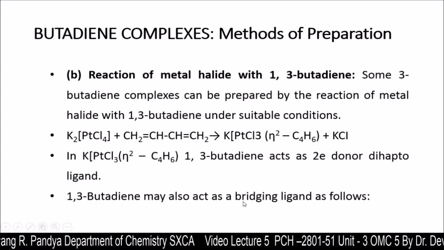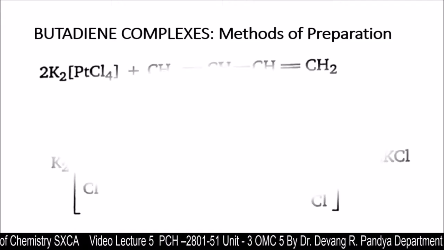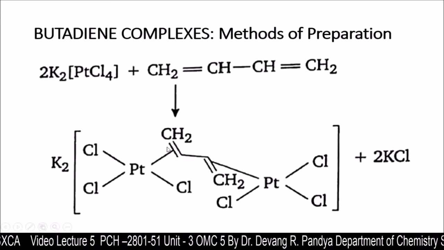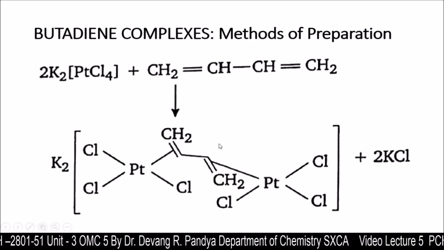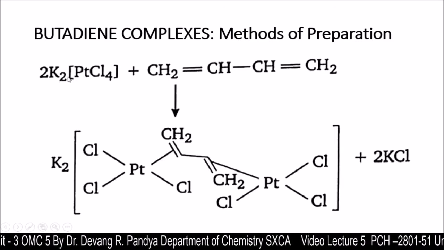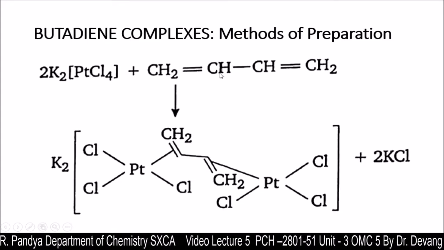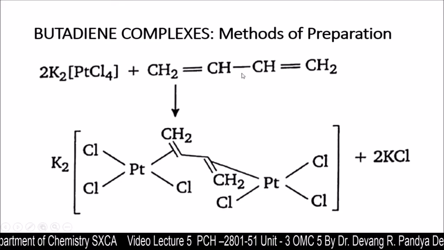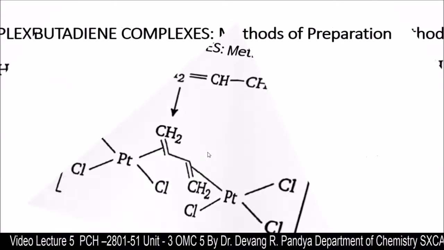1,3-butadiene may also act as a bridging ligand, and that we can see in this slide. Here you can see 1,3-butadiene acts as a bridging ligand between these 2 platinum metal centers. So 2 moles of dipotassium tetrachloroplatinate treated with 1,3-butadiene give this bridging ligand product.